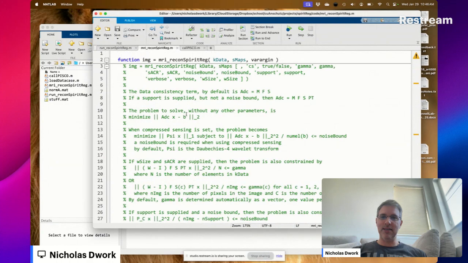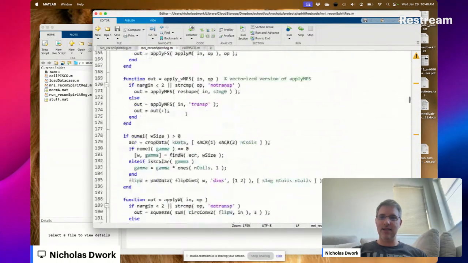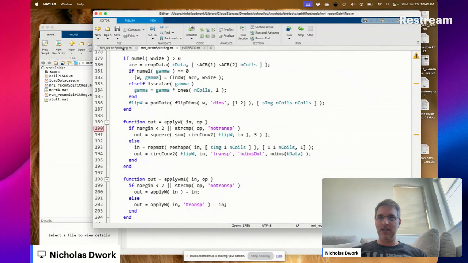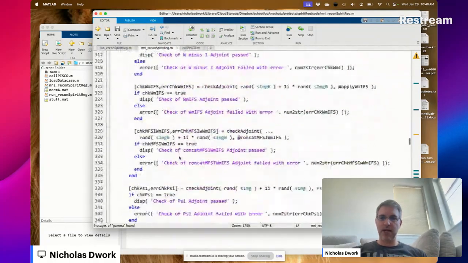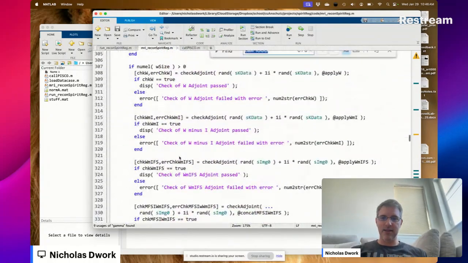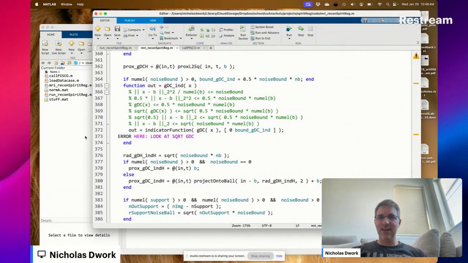So as a reminder, let's see if, there. How did this compile? How did that compile? Look at square root GDC. Okay, why am I saying that? Because this is the square root of GDC, but I'm calculating GDC here.